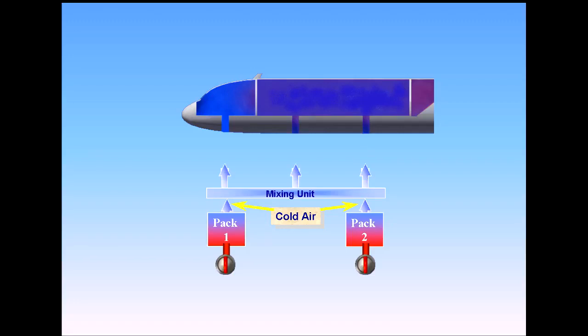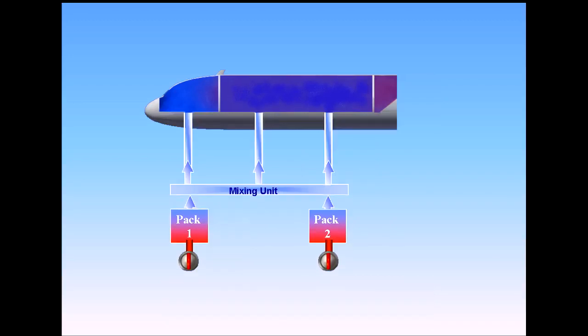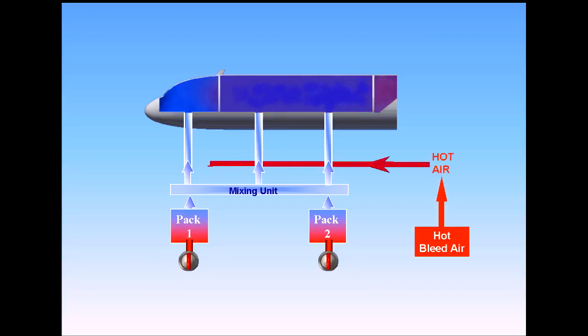Normally, cold air is delivered by the packs and is then sent to the three zones. Since the different areas of the aircraft may require different amounts of cooling or heating, hot bleed air can be added via trim air valves to achieve the demanded temperature for a zone.